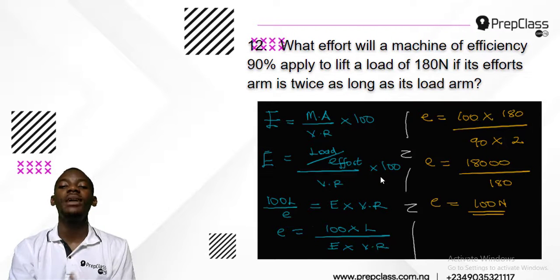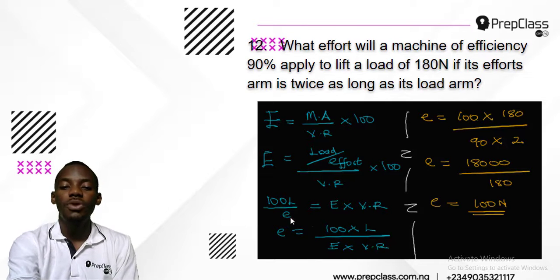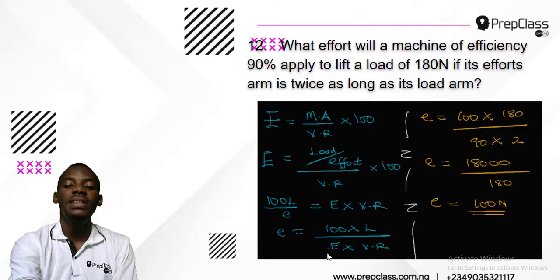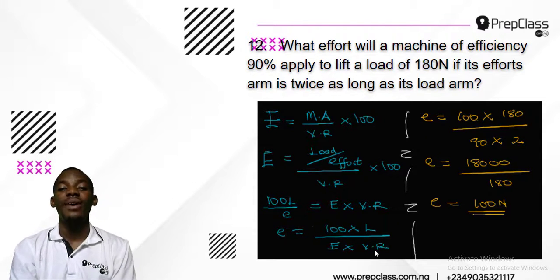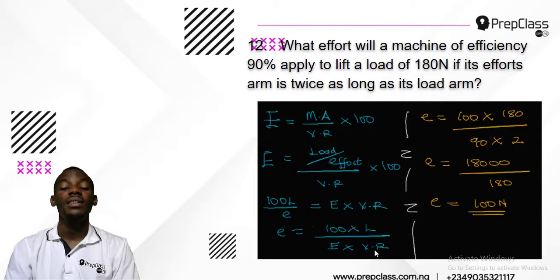So I'm going to make the effort the subject of the formula. I will cross multiply. It will become 100 times load over effort equals efficiency times velocity ratio. Therefore, I will make the effort the subject. If I cross multiply and divide both sides by efficiency times VR, E will become 100 times load over efficiency times VR, and that is the effort formula.